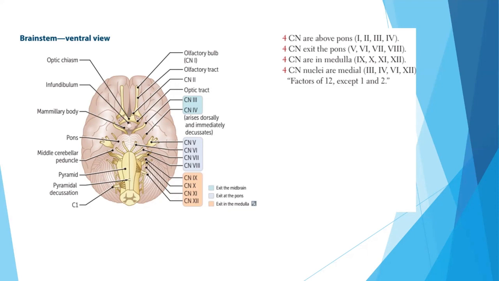Now, consider the numbers that divide 12. You can divide 12 by 3, 4, 6, and 12. These four cranial nerves whose numbers divide 12 are actually the medial cranial nerves, and all the other cranial nerves are the lateral cranial nerves.